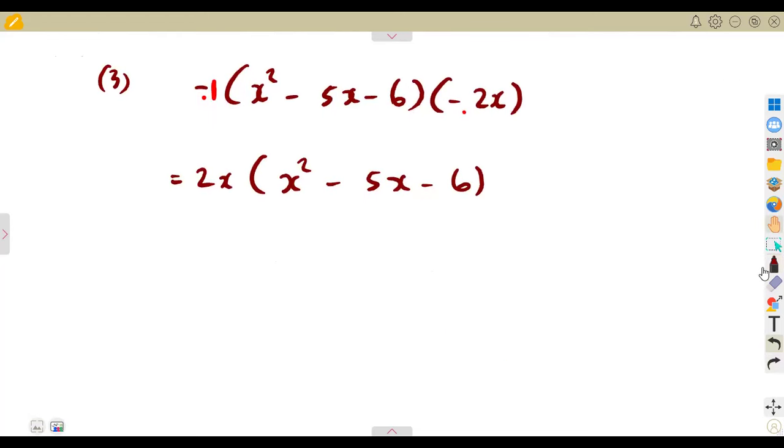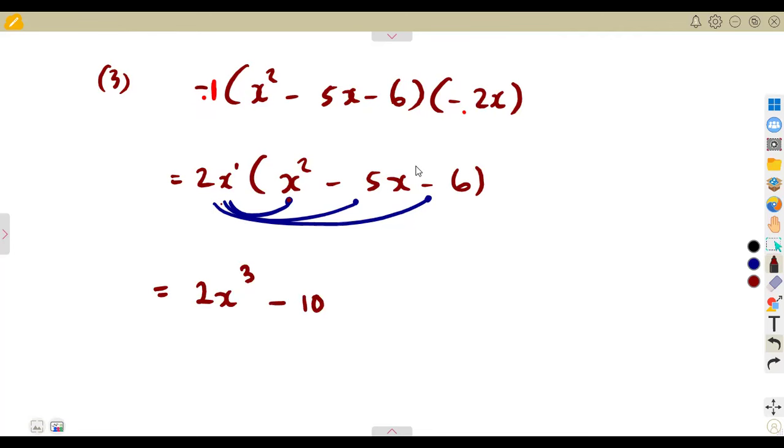So now we can expand the brackets by 2x. We are going to distribute everything inside by 2x. 2x times x, this to the exponent of 1, so that will be 2x to the exponent of 1 plus 2, which is a 3. 2x and minus 5 will be minus 10x to the exponent of 1 plus 1, which is a 2. 2x and minus 6: 2 times minus 6 will be minus 12x.